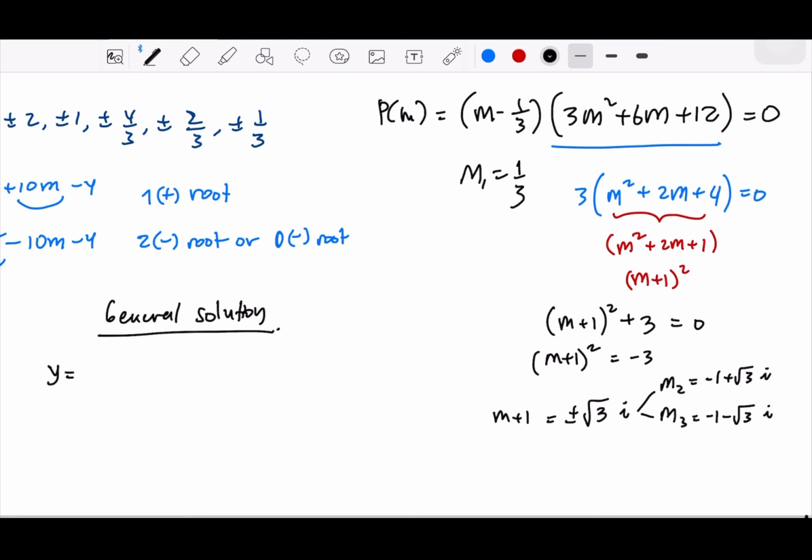That is, the first one is nothing big deal. We just write e with power of m multiplied with x, so e to the x over 3. And plus, remember, m2 and m3, they will be our conjugate. So we are going to have e with power of alpha x. Alpha is negative, so it's going to be negative x. And this was c2 cosine square root of 3x plus c3 sine square root of 3x.